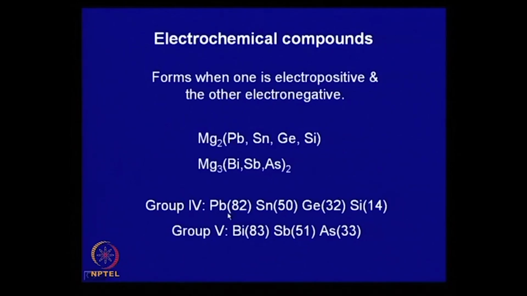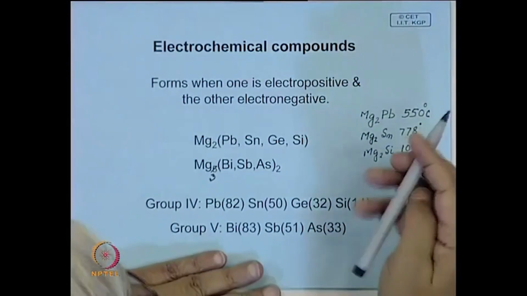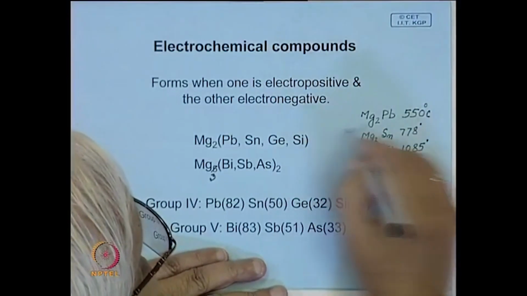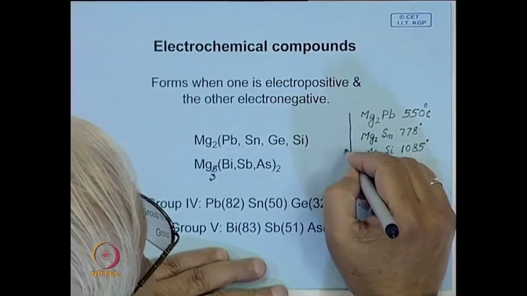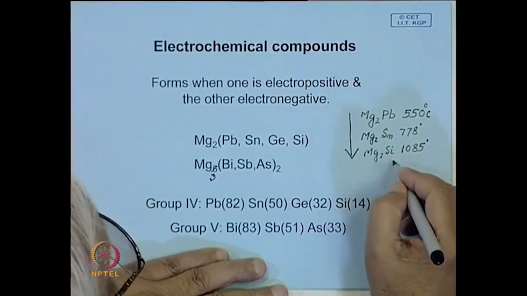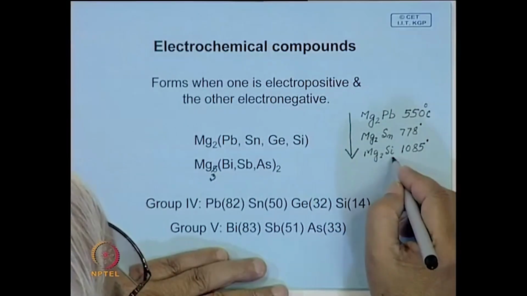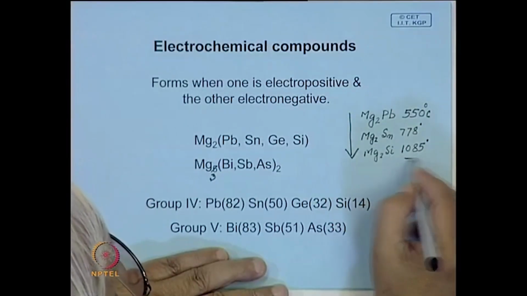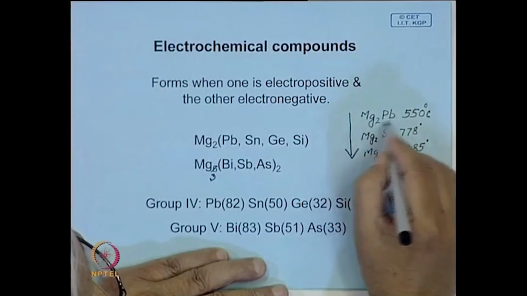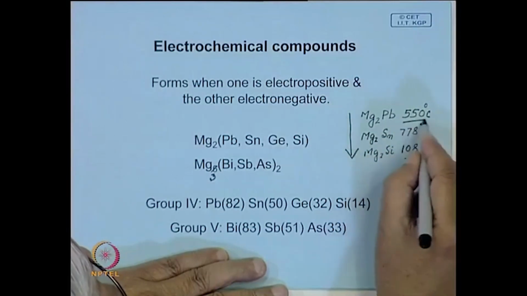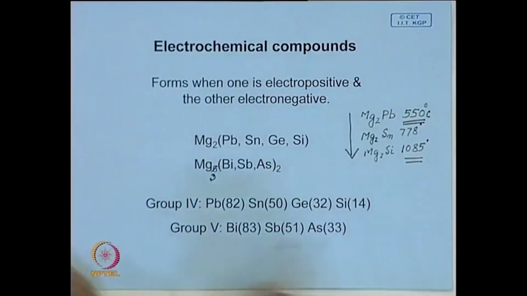Therefore, what we expect is that the stronger the bond, the higher the melting point, which is shown here. If you look at their melting points, they increase as you go up the group. That is, Mg2Si has the highest melting point, whereas Mg2Pb has the lowest melting point.